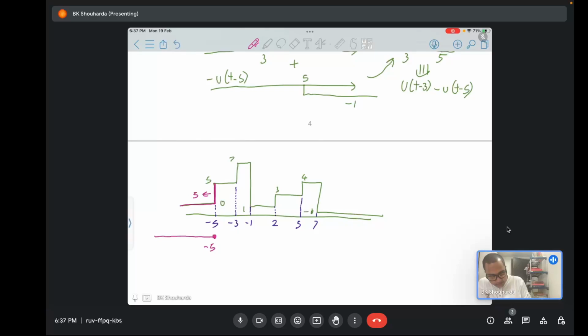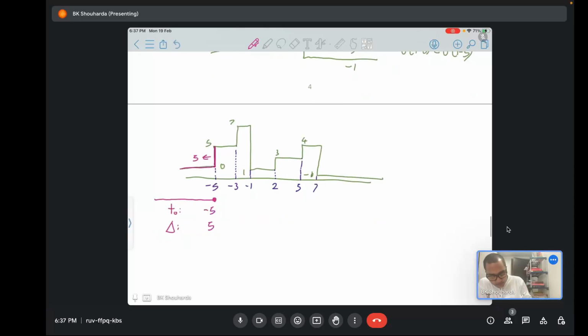Let me write t naught for the time when I encounter this discontinuity, minus 5, and delta for the jump amplitude. Jump amplitude is 5. So what will I write? 5 u of t minus of minus 5. Okay, so the first jump is of 5, starts at minus 5.